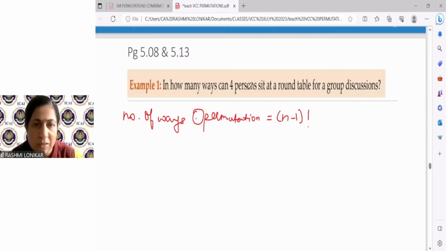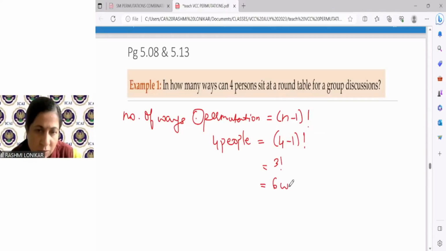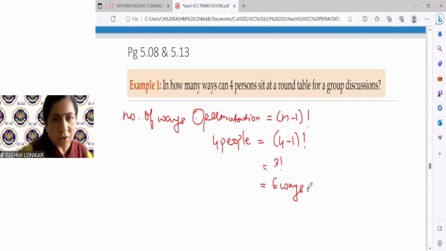In how many ways can 4 people sit around a table for group discussion? 4 people will be equal to 4 minus 1 factorial. 4 minus 1 is 3 factorial. 3 factorial is 6 ways. Okay, simple, right? Only you should know the formula for circular.